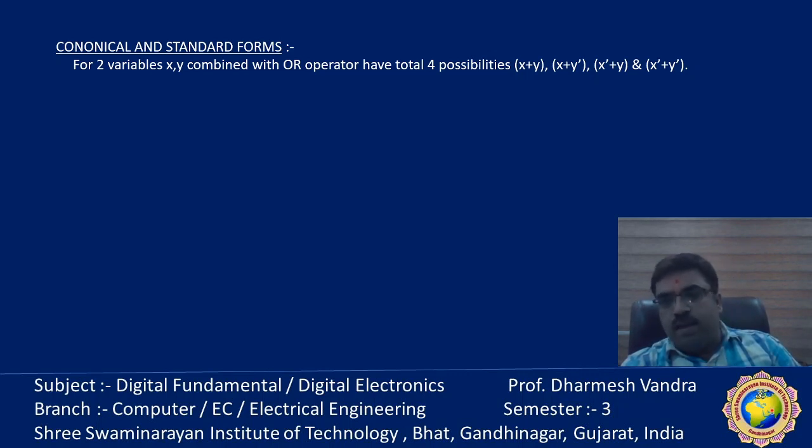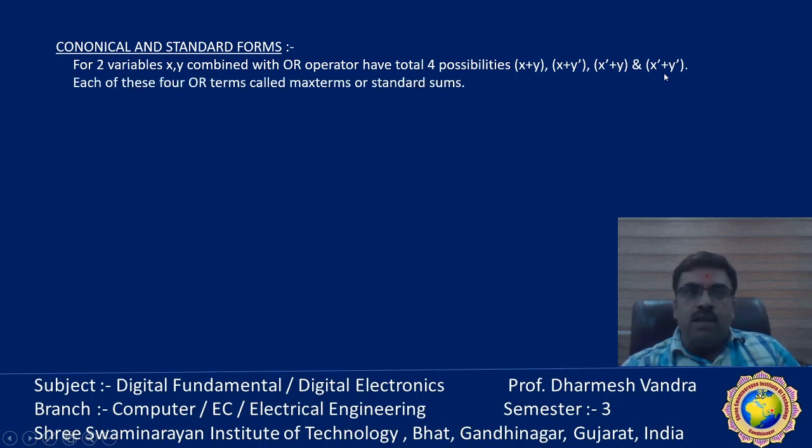Suppose I have two variables X and Y. With these two variables and the OR operator, there are four possibilities. First is X or Y. Second is X or Y dash. Third combination is X dash or Y. And fourth combination is X dash or Y dash. So all these four conditions are known as maxterms or standard sums.